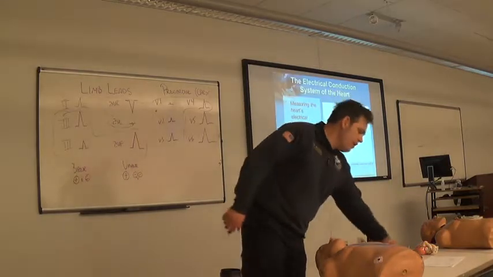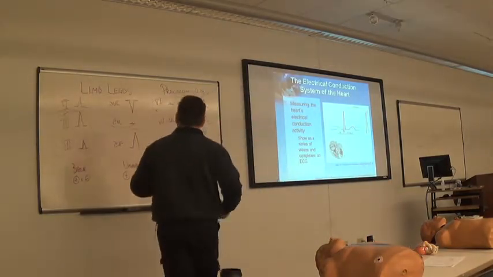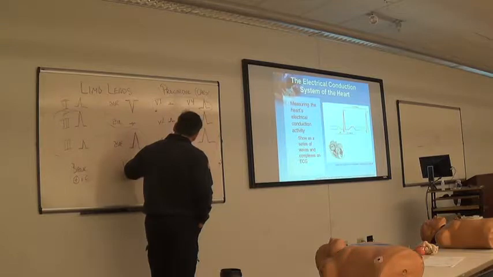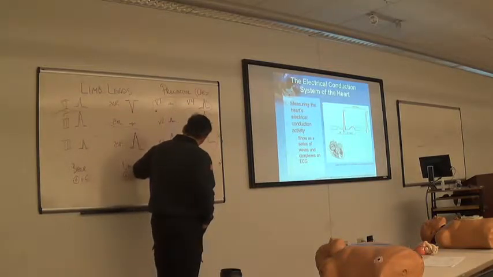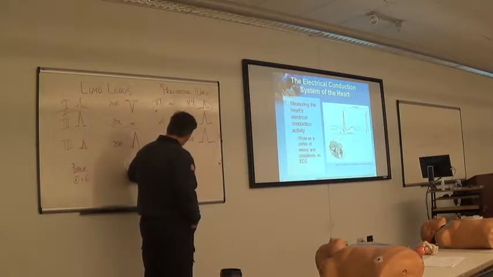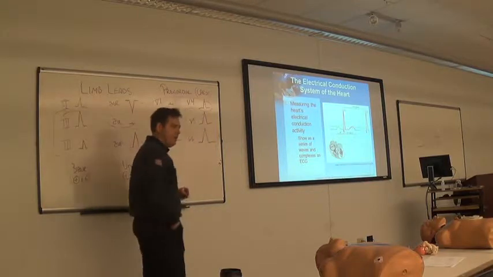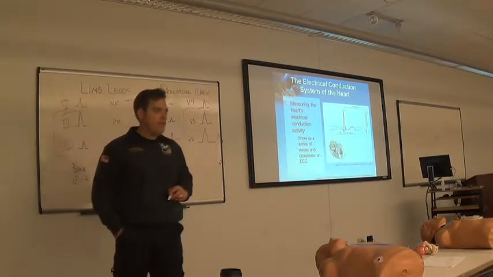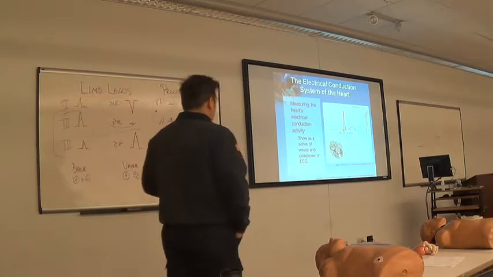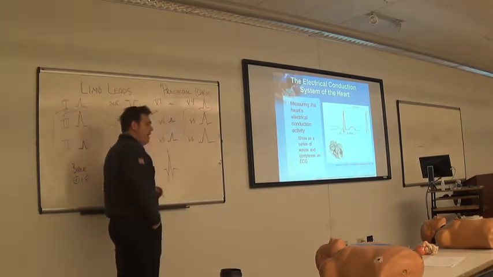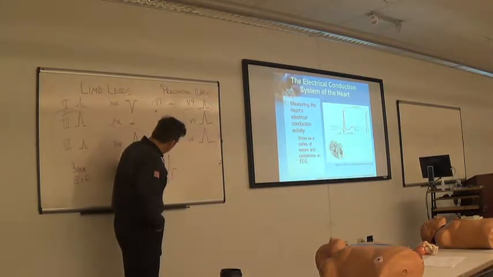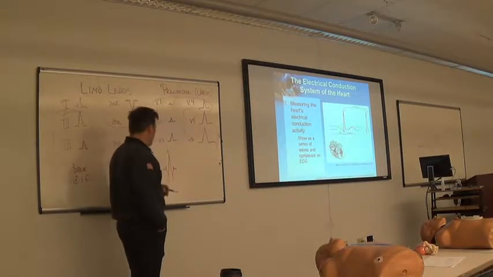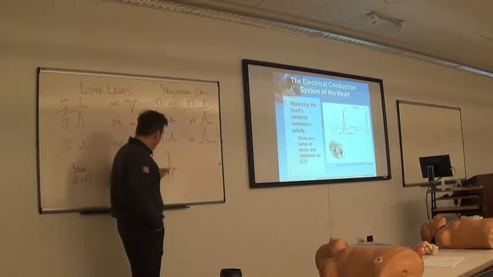So, let me draw something here real quick, just so you're aware. Okay? So, a QRS looks like this. This is my Q, this is my R, this is my S, and it comes back to baseline. Does everybody see that? That's how we get QRS. So if I'm wanting to measure my QRS duration, I'm going to start at the beginning of the Q, and I'm going to stop at the end of the S. And I want to count the little boxes in between.